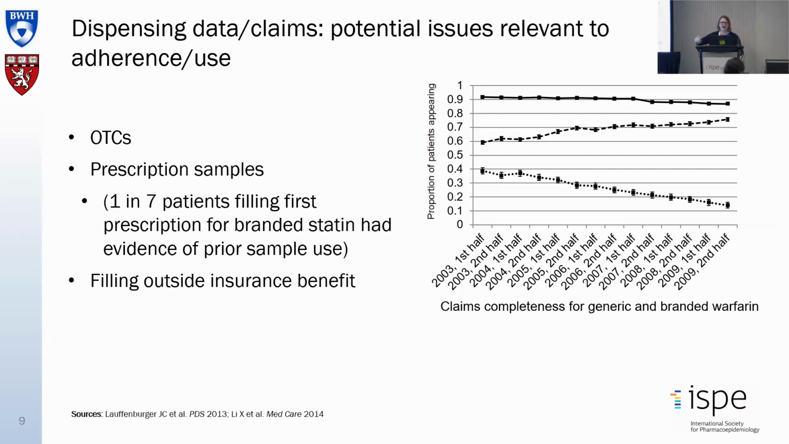We are relying on fill data. And so it has to be a prescription. And so anything that's over the counter would obviously be missed. And so for some disease states that matters, for others that's not as relevant.